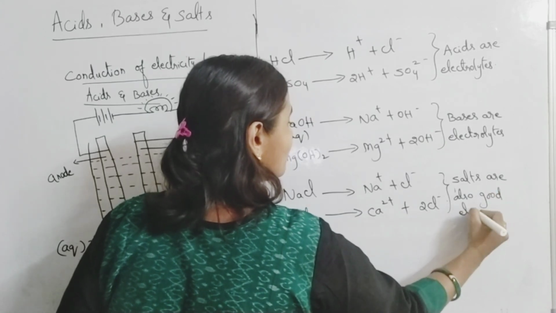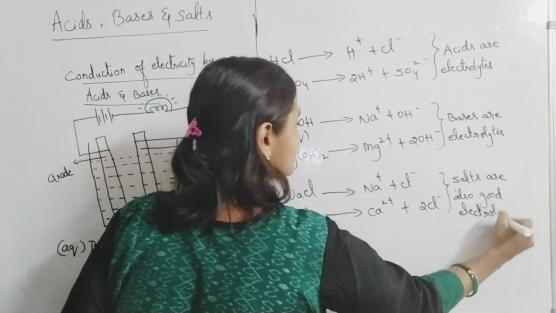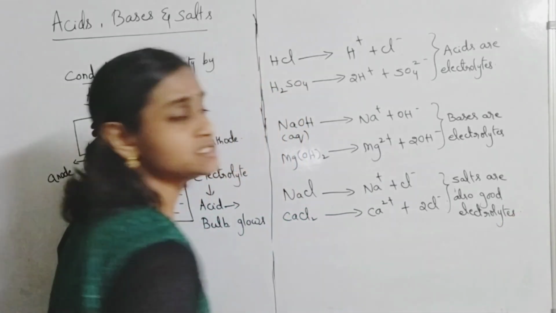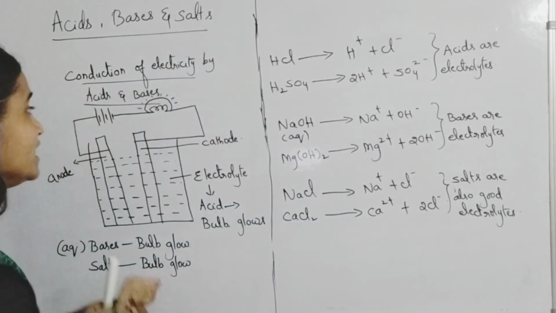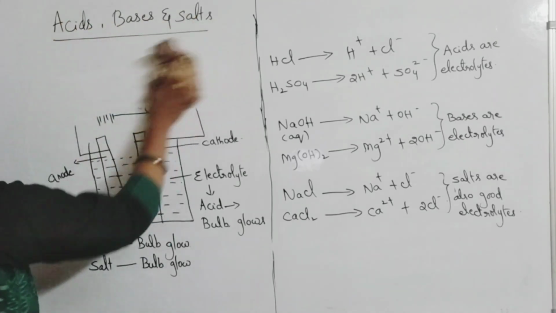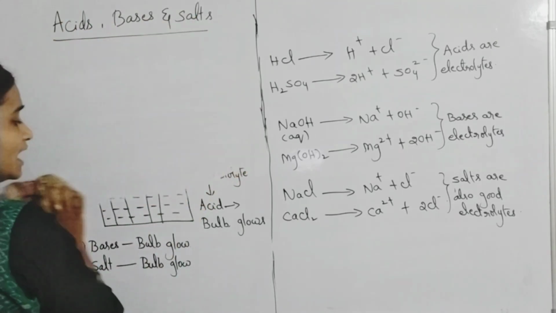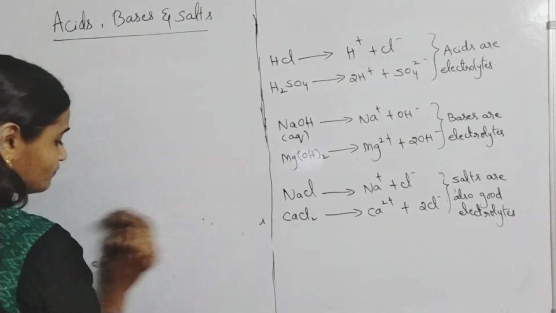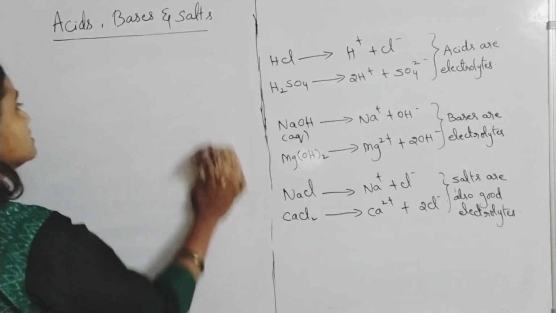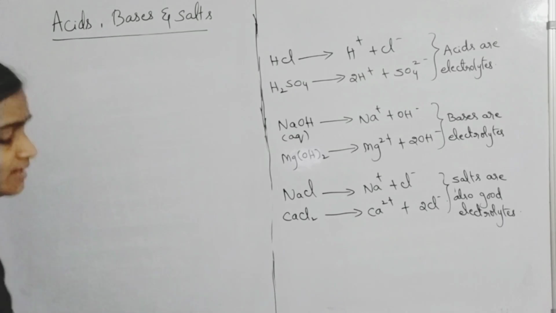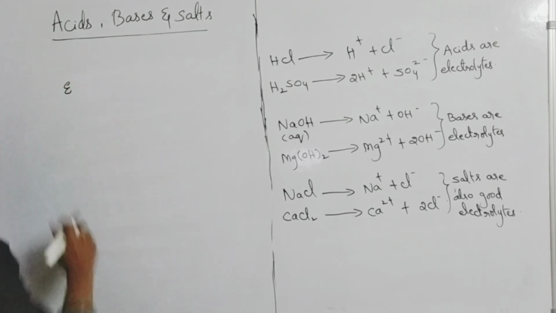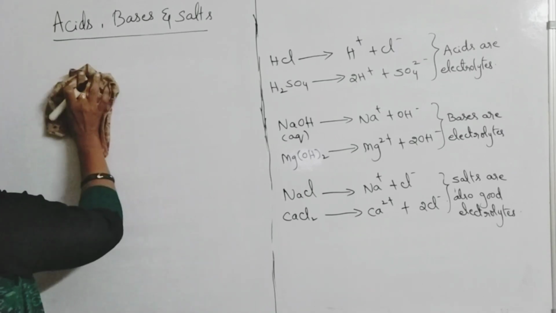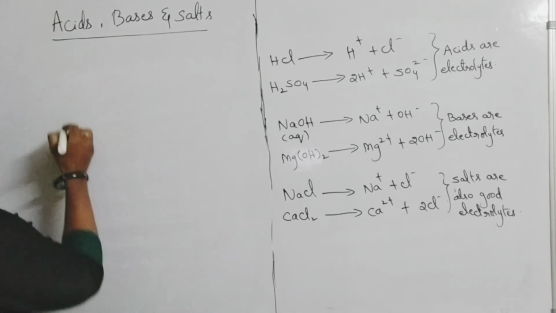Then what are non-electrolytes? Is there any substance which does not allow electricity to pass through them? There are certain substances like glucose solution, fructose or sugar solution. They do not split into their ions. Such kind of substances are called non-electrolytes.